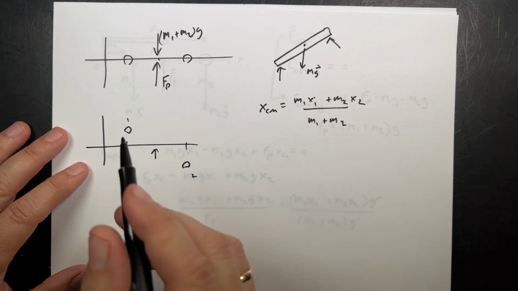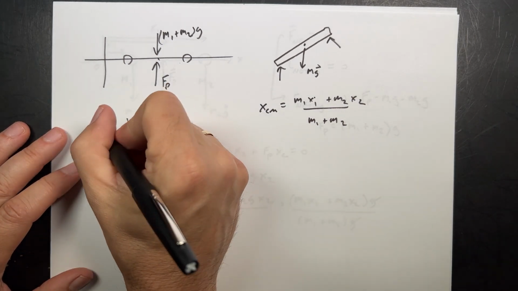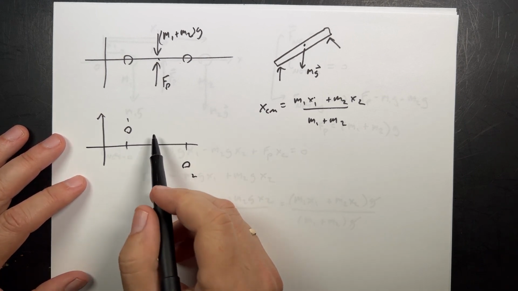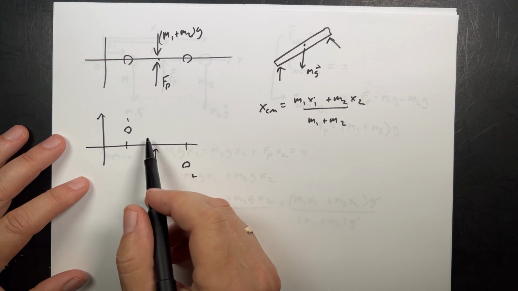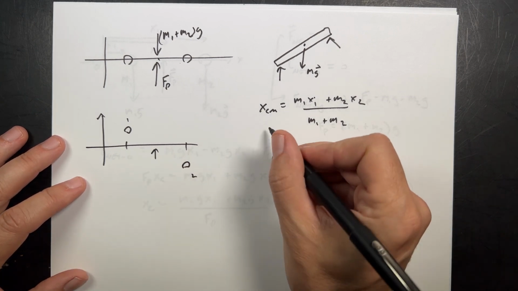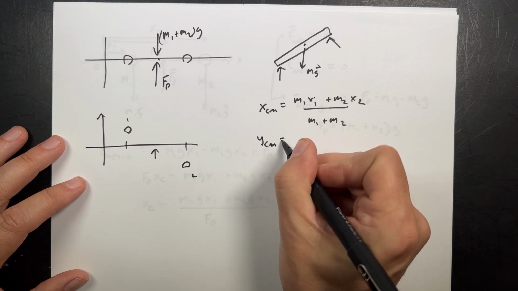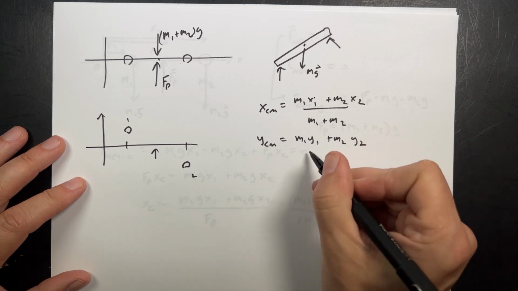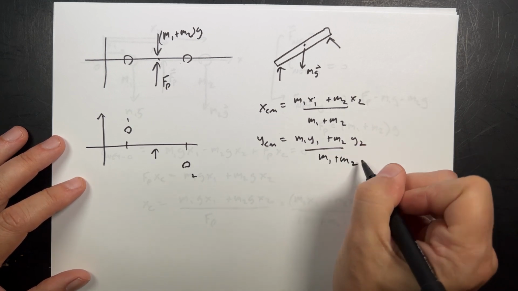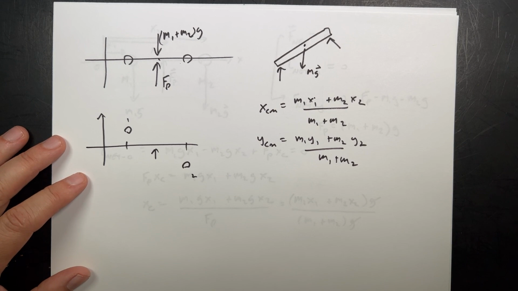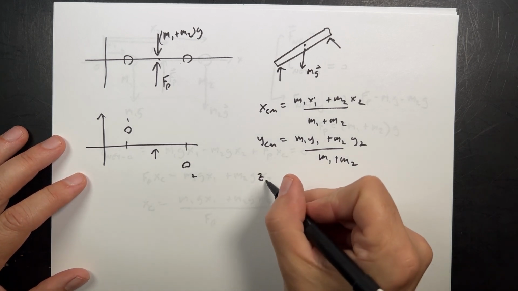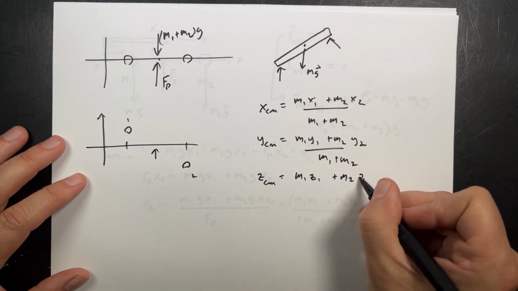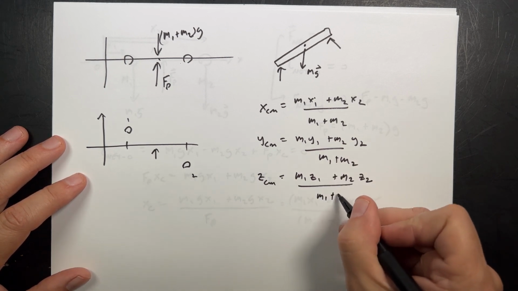Now, what if I rotate the whole thing sideways? So here's my y direction. Well, in that case, my x's become my y's, so I can actually find the y center of mass using the same principle. Y center of mass would be m1 y1 plus m2 y2 over m1 plus m2. And suppose I could do the z direction too. Let's just write it out. Z center of mass would be m1 z1 plus m2 z2 over m1 plus m2.